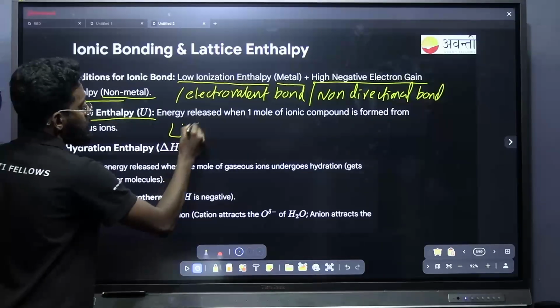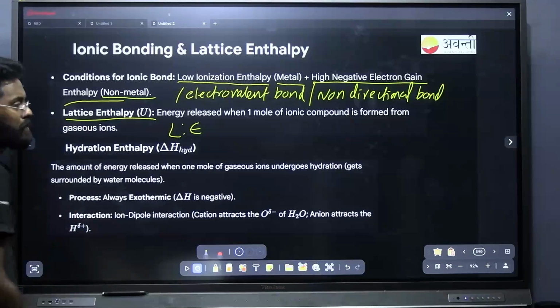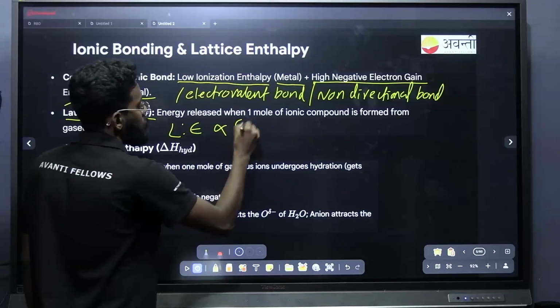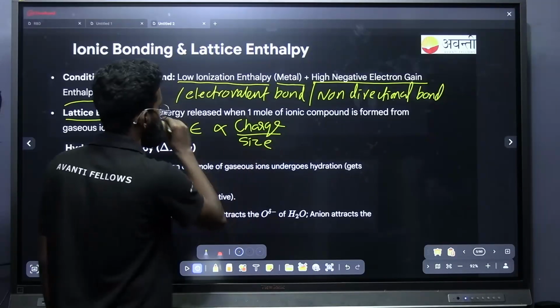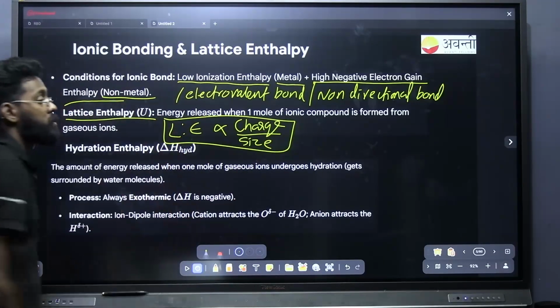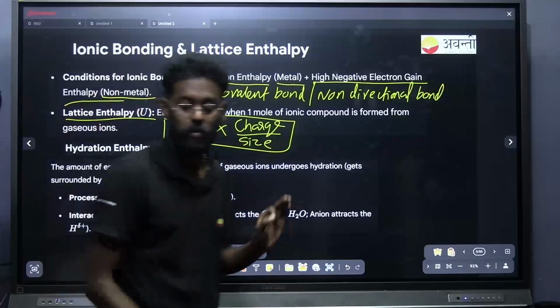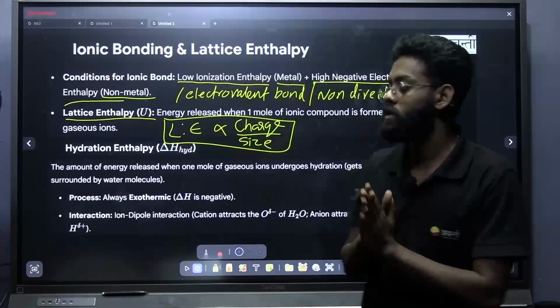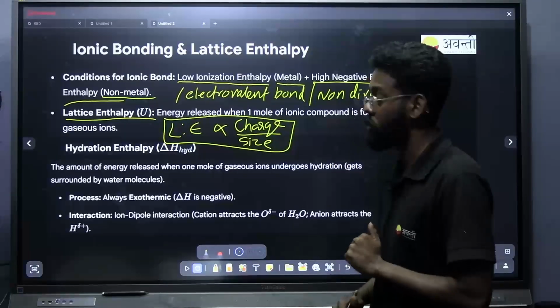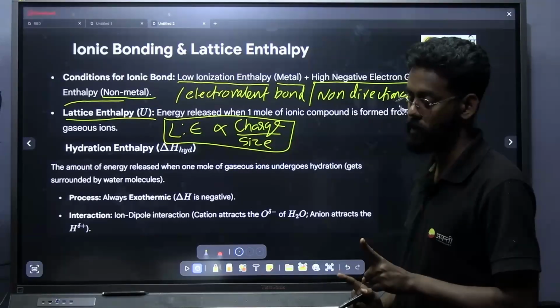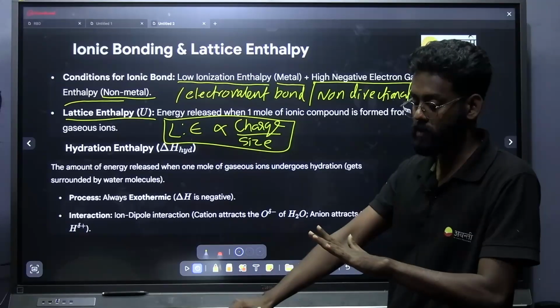And how can we understand the order of lattice enthalpy? Lattice enthalpy is directly proportional to charge and inversely proportional to size. If the charge density is higher, it will form a stronger ionic bond. That's the point about lattice enthalpy.